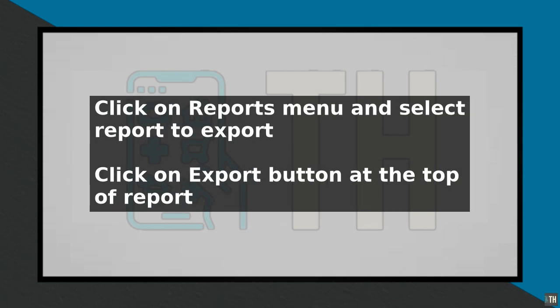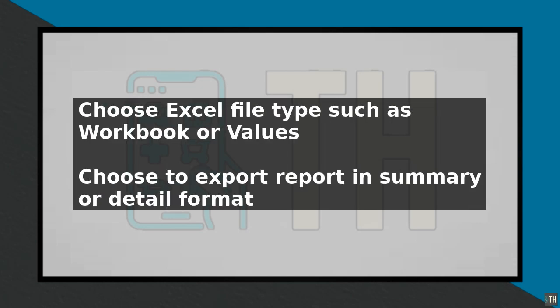First, click on the Reports menu and select the report you want to export. Once the report is displayed, click on the Export button at the top of the report. In the Export Report dialog box, select Excel as the export format. Choose the specific Excel file type you want to export to, such as Excel workbook or comma-separated values.